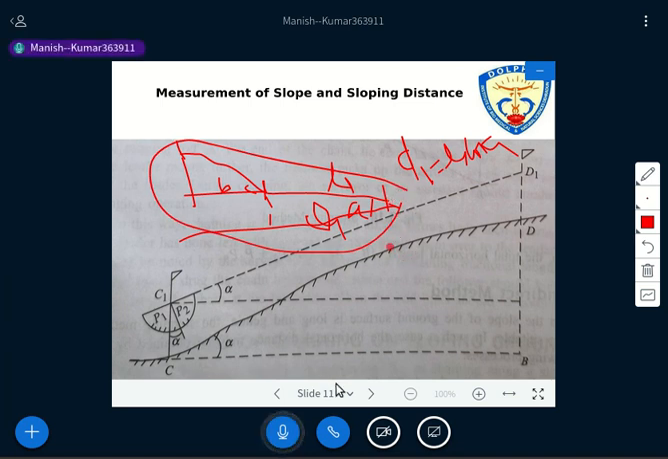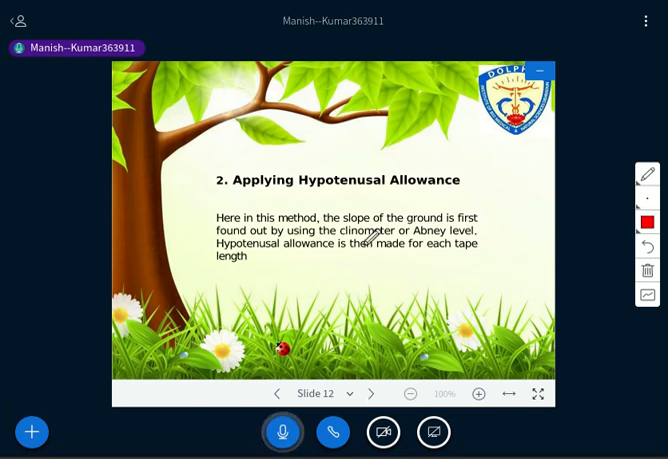Is it clear now? Okay, now we are moving to another method, applying hypotenusal allowance. That again we need to understand here. Before discussing this concept, both methods should be clear in your mind: the direct method and the first indirect method, in which we discussed the use of the clinometer. Is the concept clear here? Now we discuss this hypotenusal allowance method. So what are the basic things that we have to know here? Just look here.